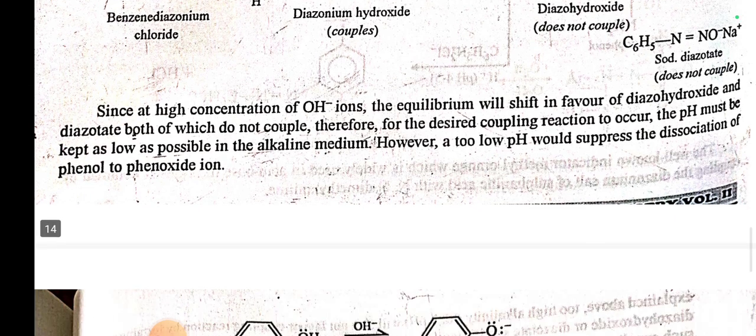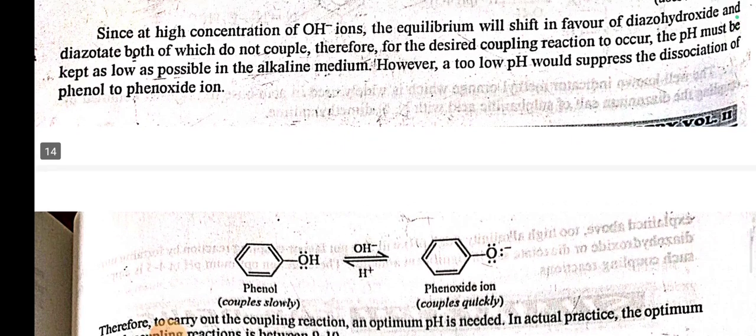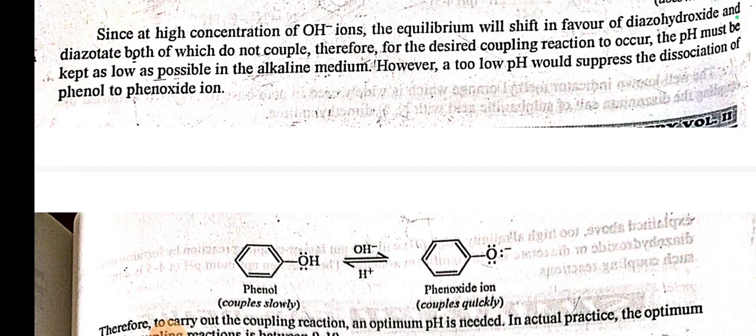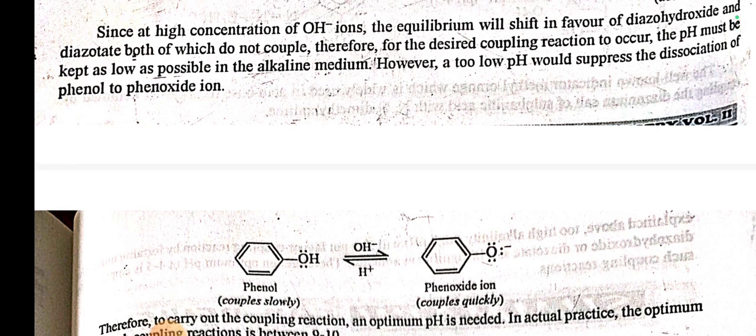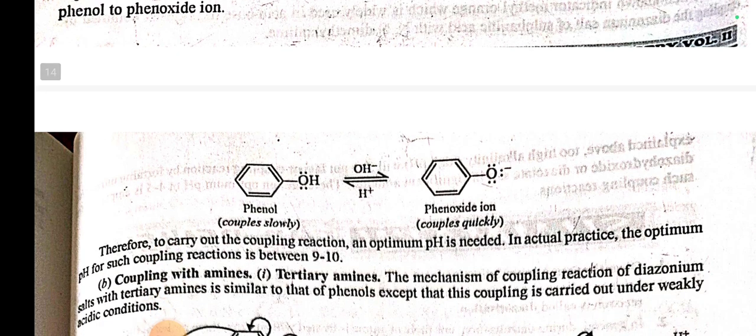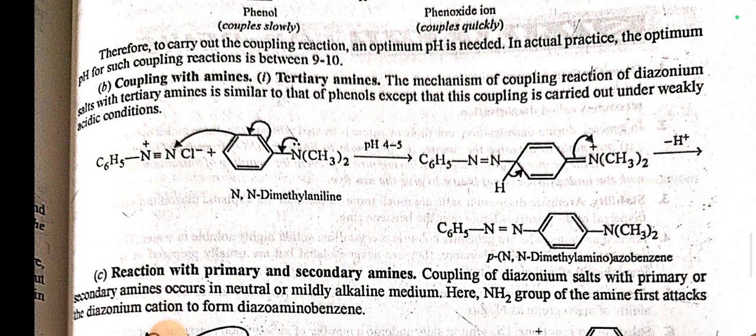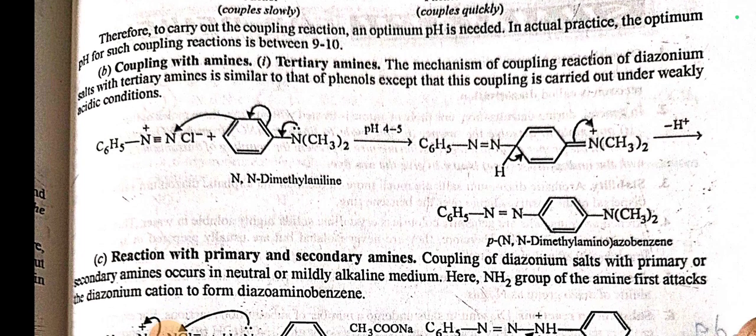Since at high concentration of OH negative, the equilibrium will shift in favor of diazohydroxide and diazotate, both of which do not couple. Therefore, for the desired coupling reaction to occur, the pH must be kept as low as possible in alkaline medium. However, a too low pH would suppress the dissociation of phenol to phenoxide ion. Therefore, to carry out the coupling reaction, an optimum pH is needed. In actual practice, the optimum pH for such coupling reaction is between 9 to 10.